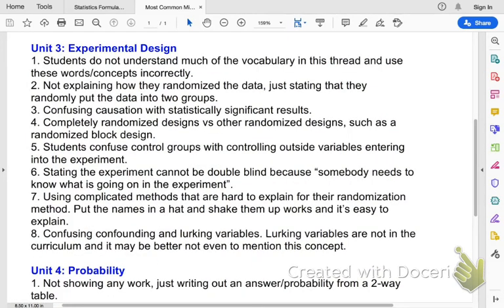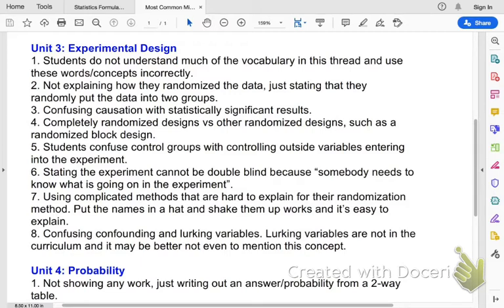So for the experimental design, that's usually when you're writing out how you took a sample, how you designed an experiment, or explaining the different vocab terms. The biggest thing is that students don't understand much of the vocabulary and use the words incorrectly. So if you're just trying to use a big word to use it, that's not going to get you any points. So make sure that the vocab that you're using is something that you are familiar with and understand.